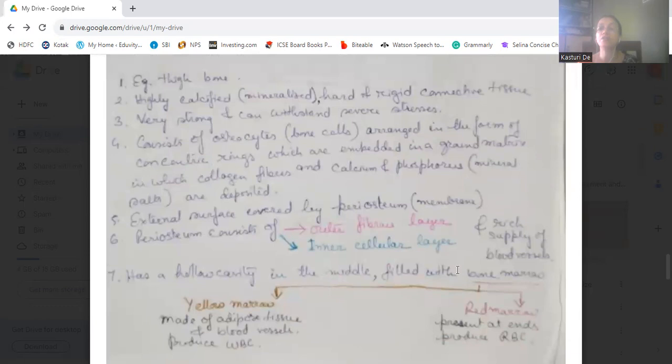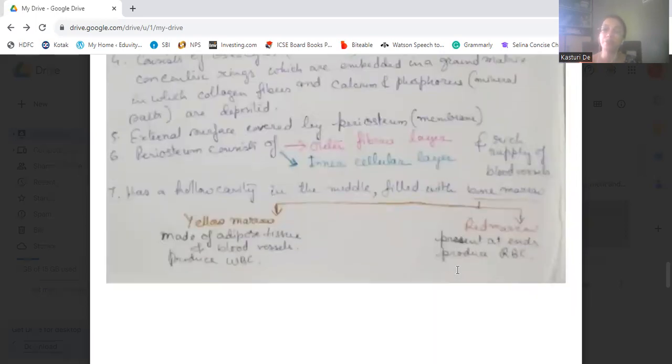Osteum means concerned with bone, so peri means outside the bone. So periosteum means the membrane which is covering the bone. The periosteum consists of an outer fibrous layer and an inner cellular layer. So two layers are there, and both have a rich supply of blood vessels.